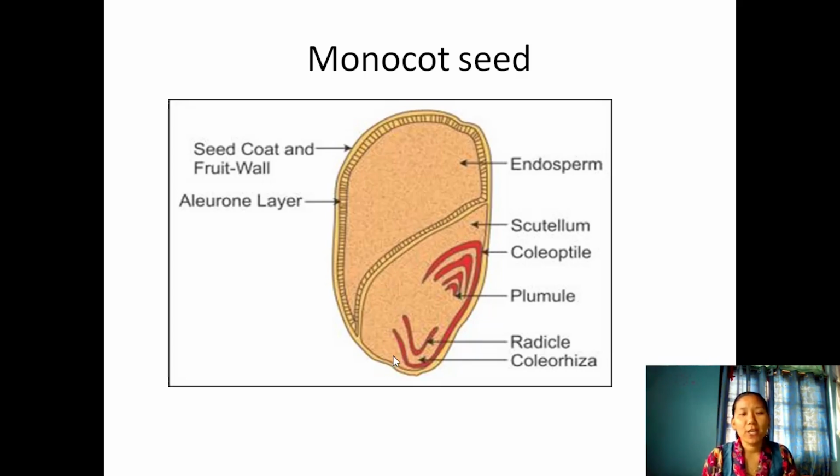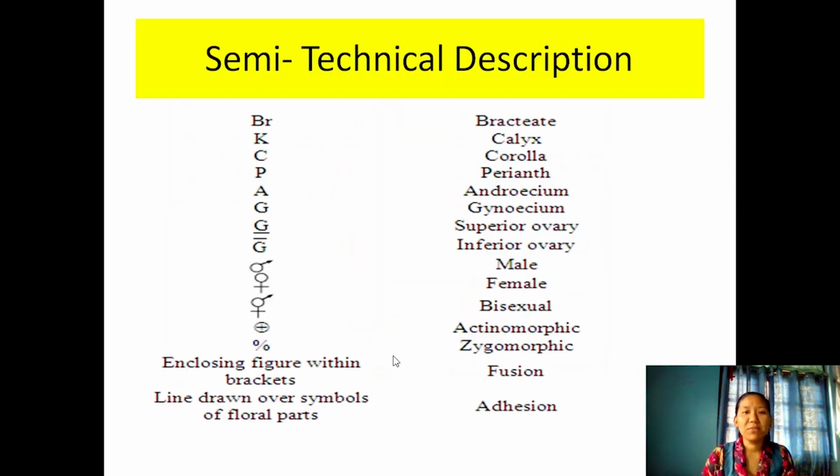Now the next thing is, if you want to describe any flowering plant, we describe it with the use of some technical words. So let us look at some of the semi-technical description of the plant. The outermost whorl of the flower is called sepal, or you can say calyx. Outer to that, there may be a leafy structure called bract. If the bract is present, we call it bracteate, and it is represented by the formula Br.